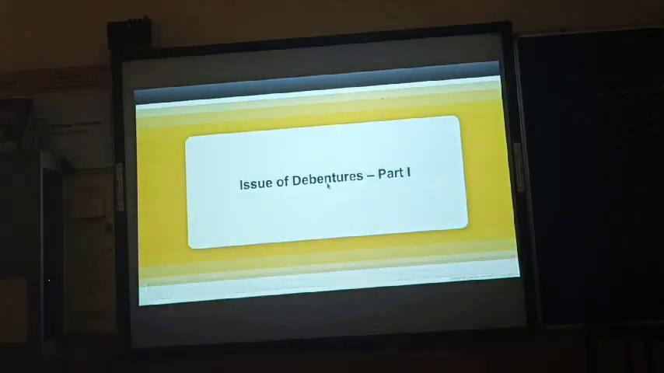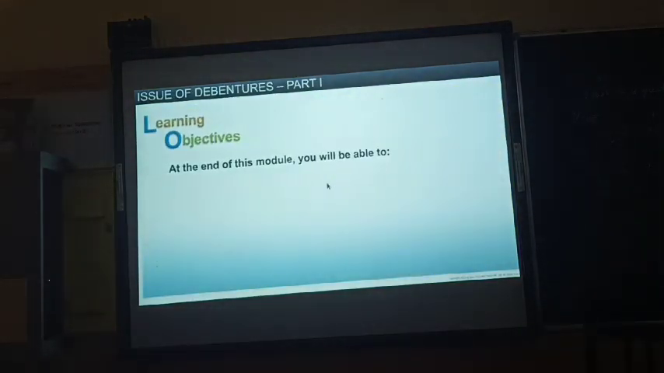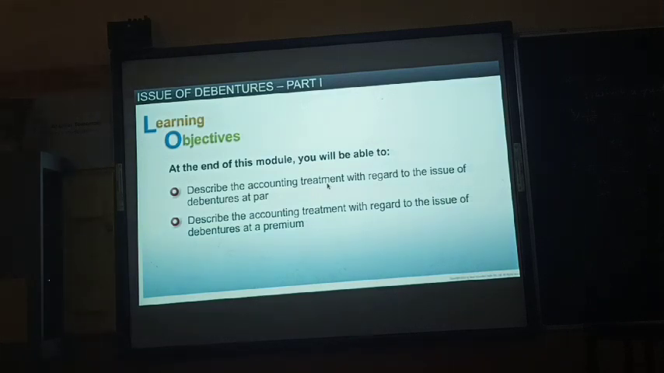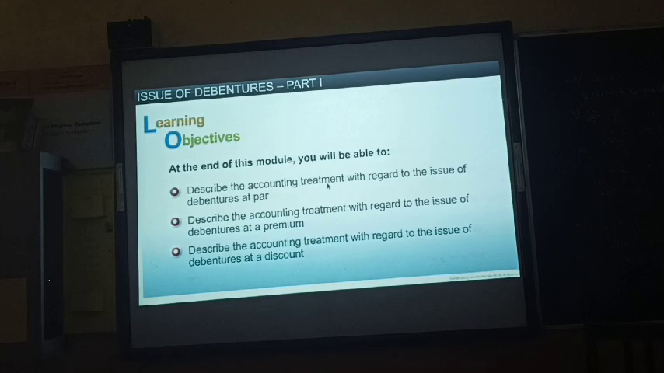Issue of Debentures, Part 1. Learning Objectives. At the end of this module, you will be able to describe the accounting treatment with regard to the issue of debentures at par. Describe the accounting treatment with regard to the issue of debentures at a premium. Describe the accounting treatment with regard to the issue of debentures at a discount.